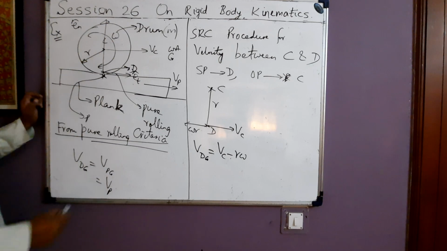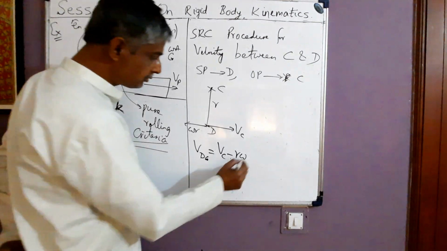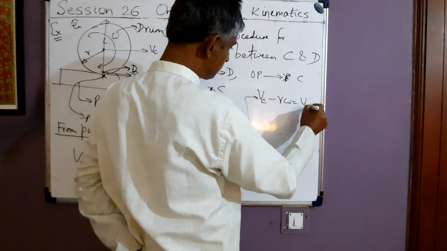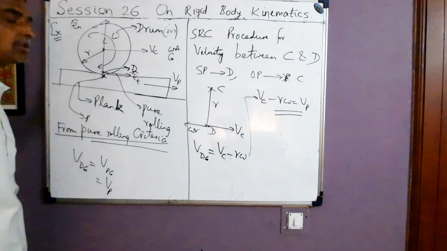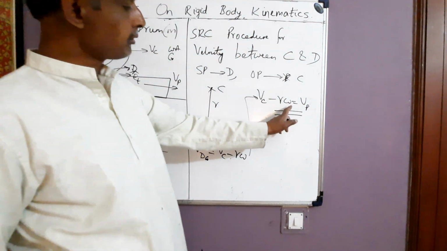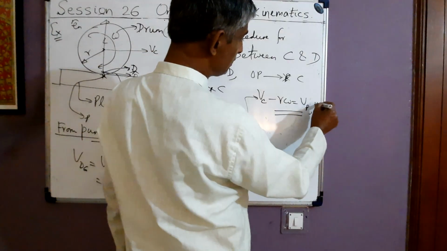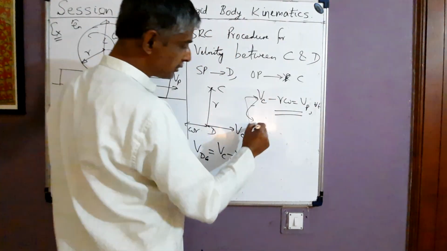And Vpg is Vp. They are equal from the pure rolling point of view. So this means Vc minus R omega is equal to Vp. This is the condition which you obtain from the pure rolling criteria for velocity. Now, since this equation is valid for all times, I differentiate this equation with respect to time.